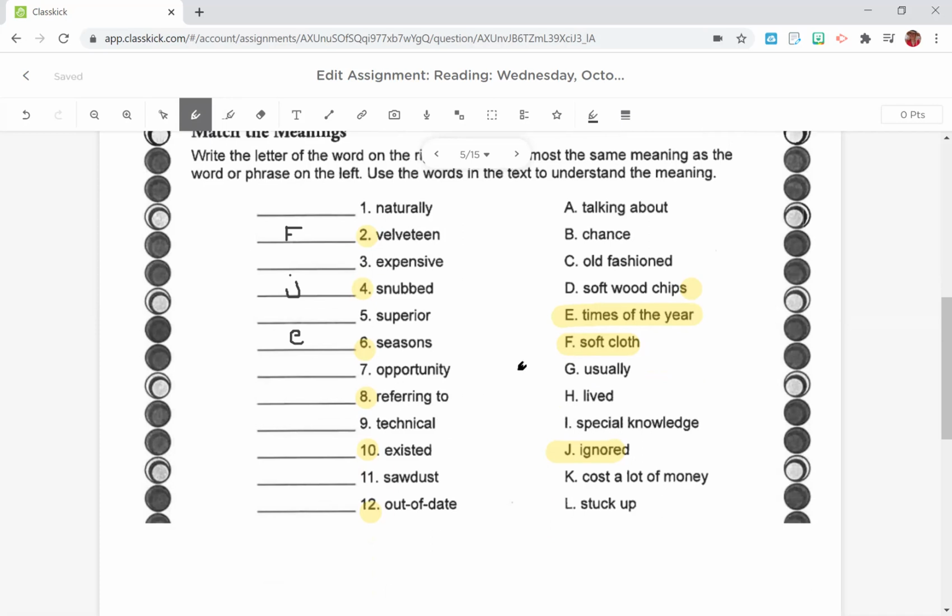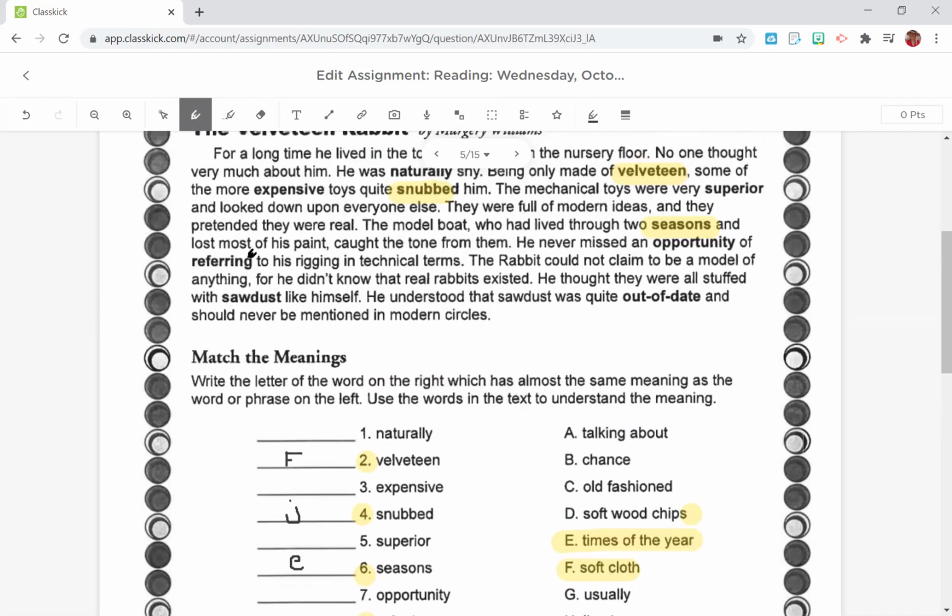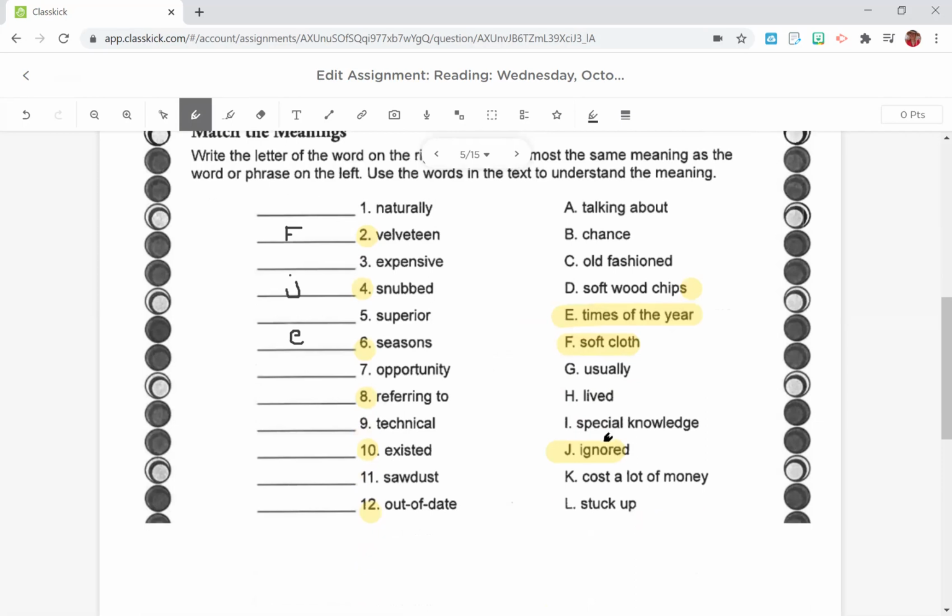Number 8, referring to. Referring to. He never missed an opportunity of blank to his rigging in technical terms. So referring means that he is talking about something specific. Number 8 is A.